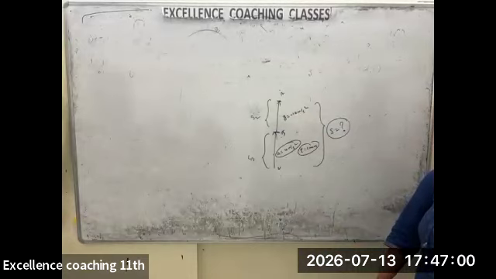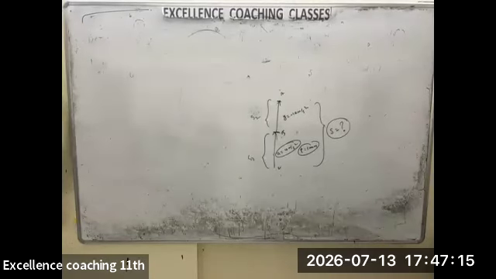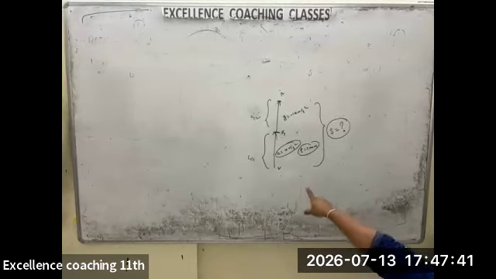V is equal to U plus AT. No, but what is U and what is V? That you have to tell me first. Tell me. You were asked for S, not V. So you have to use the formula with S and having T. So which is the only formula left? S is equal to UT plus half AT square. Correct? Okay.